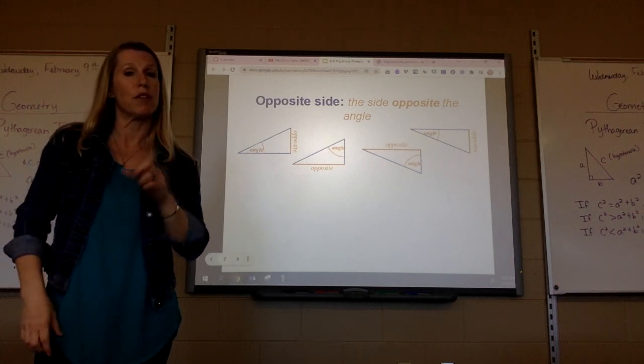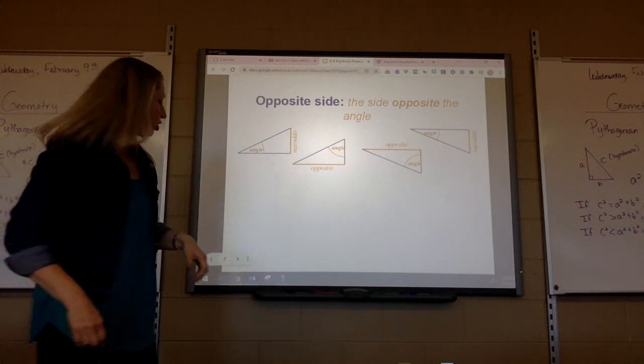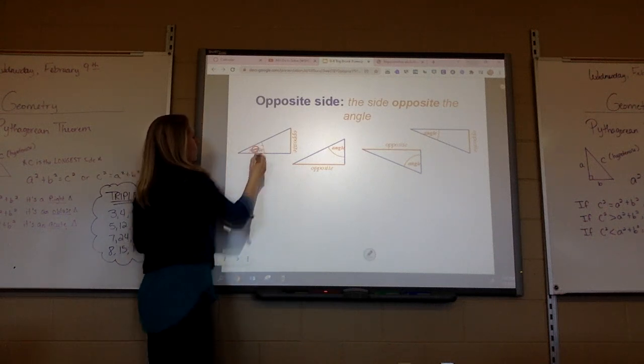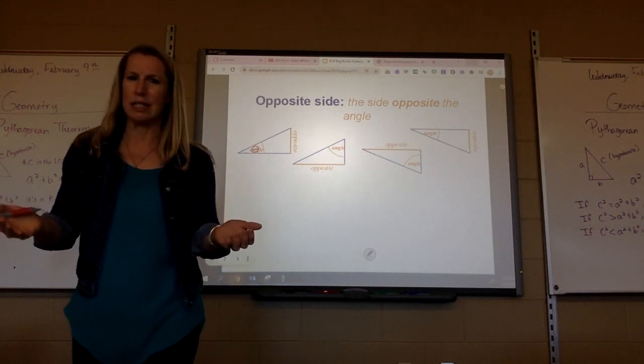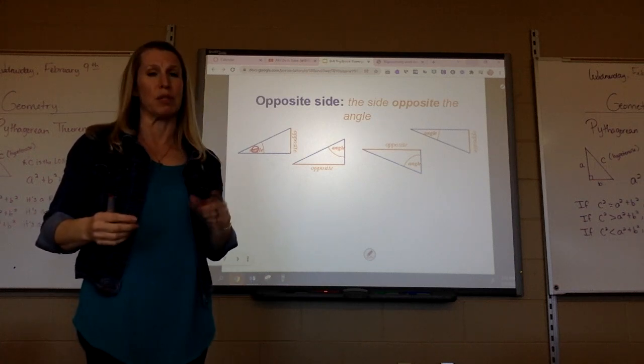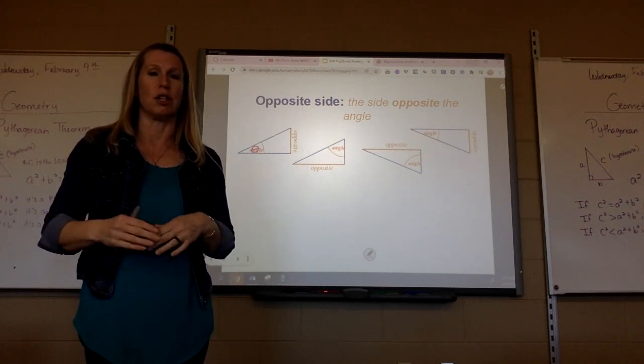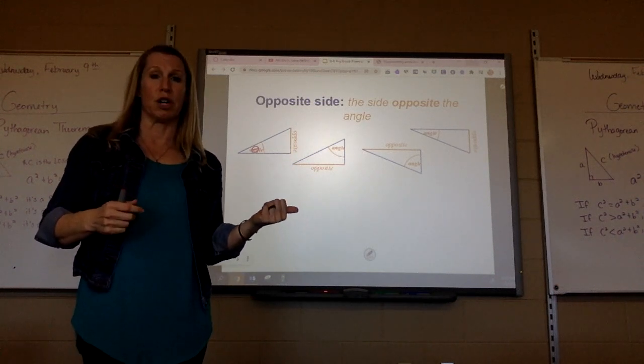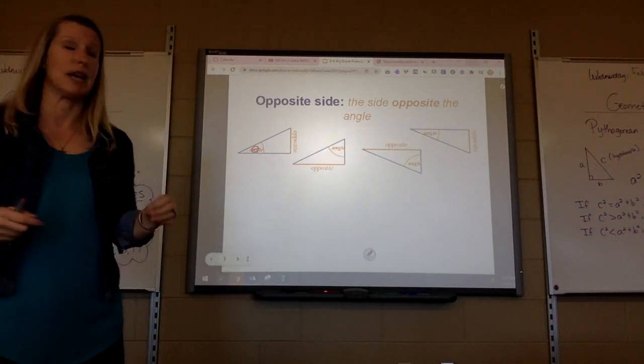So you're going to be looking for that angle, and in trigonometry, we represent the angle as theta. So it's a circle with a line through it. It's just a Greek symbol, but we use that to represent the angle. Now when you get to college, they may use beta or some of the other letters, but we're going to use theta, and that just represents the angle.